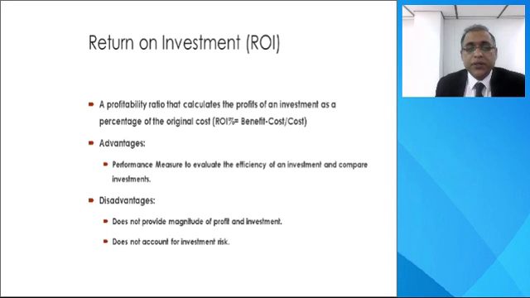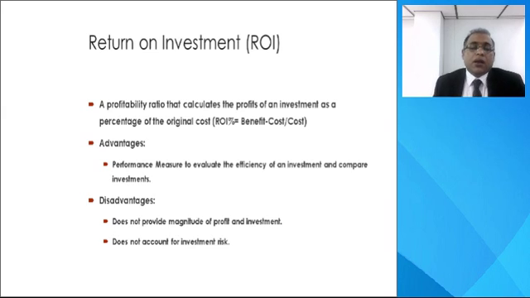It is a profitability ratio that calculates the profit of an investment as a percentage of the original cost. It is favored by the management because it provides a quantitative number on the return of investment. The main advantage is it is a performance measure to evaluate the efficiency of investment and compares the investment between different projects and different assets. However, the main disadvantage is it does not provide the magnitude of profit and investment.